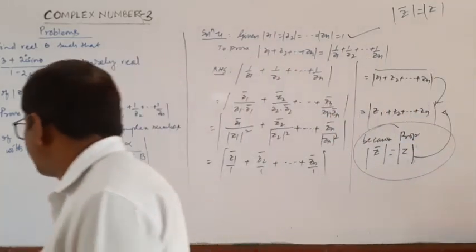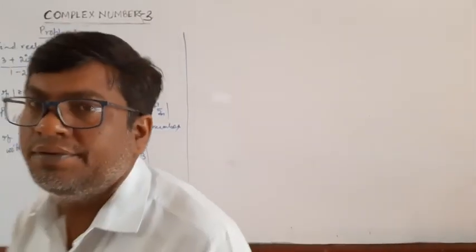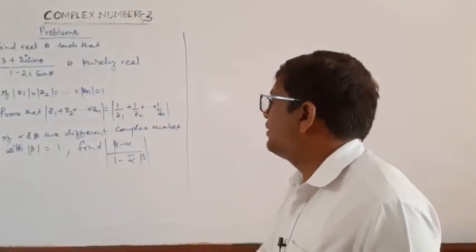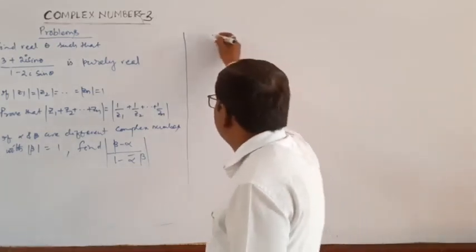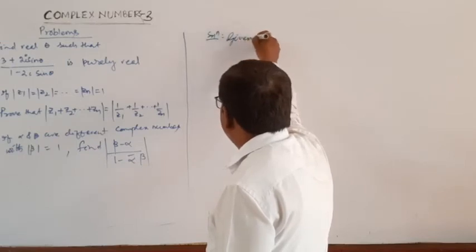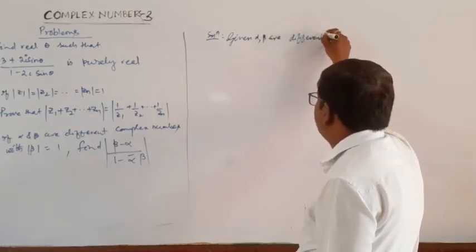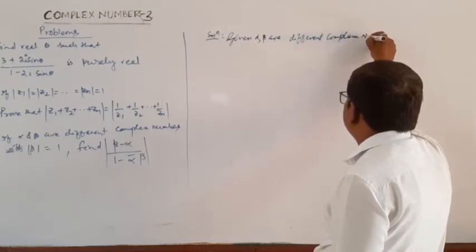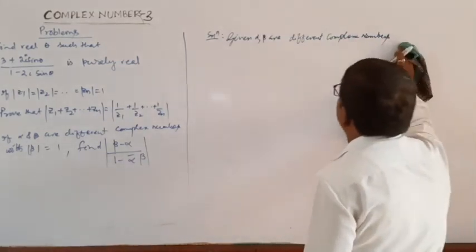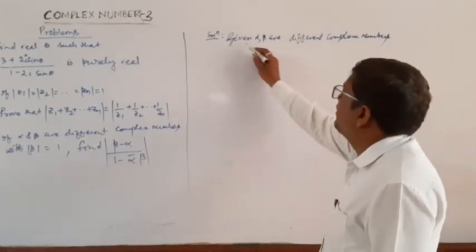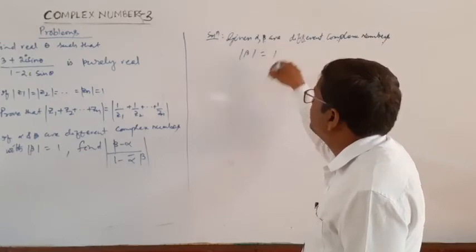So now solution of question number 5. If alpha, beta are different complex numbers with |beta| equal to 1, find... Given: alpha and beta are different complex numbers, and |beta| is equal to 1.